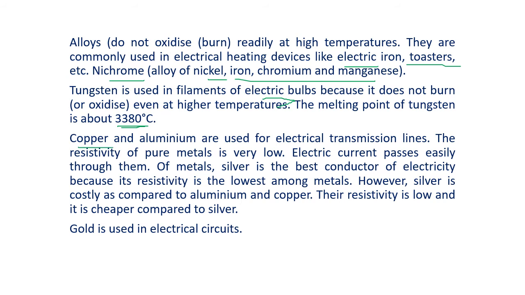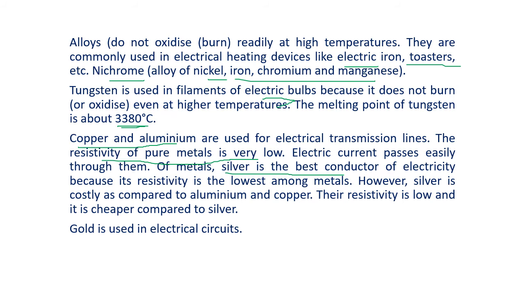Now, copper and aluminium are also good conductors. They are used for electrical transmission lines. If you look on the roads outside, we have got aluminium wires. Copper is a better conductor than aluminium, but it is costly, so it is only used in the wires inside the house. The resistivity of pure metals is very low and current passes through them easily, so there is no wastage of energy.